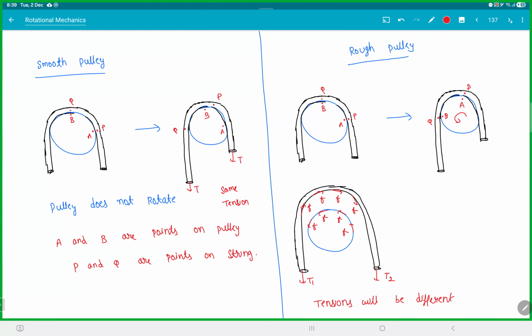Right? And how do you know whether the pulley has friction or not? Look for the word no slipping. If they use the word no slipping, it is a rotation problem. It is not NLM. If they mention smooth pulley, it is an NLM problem.